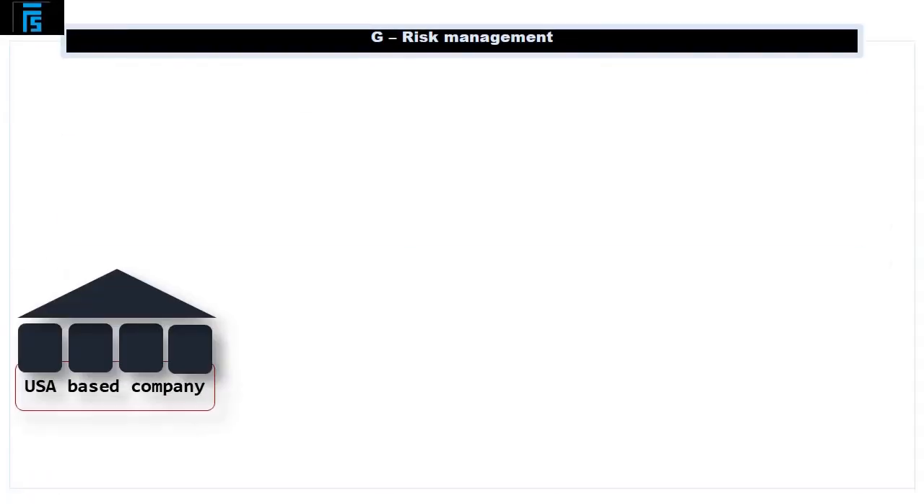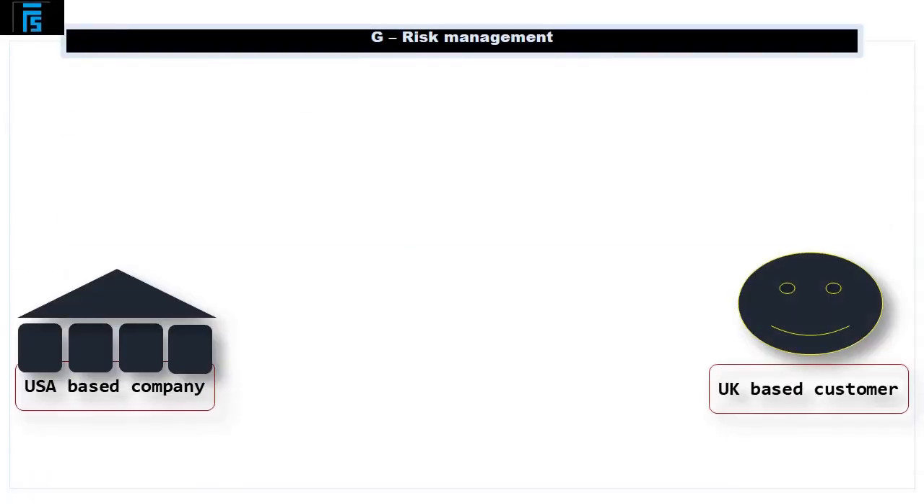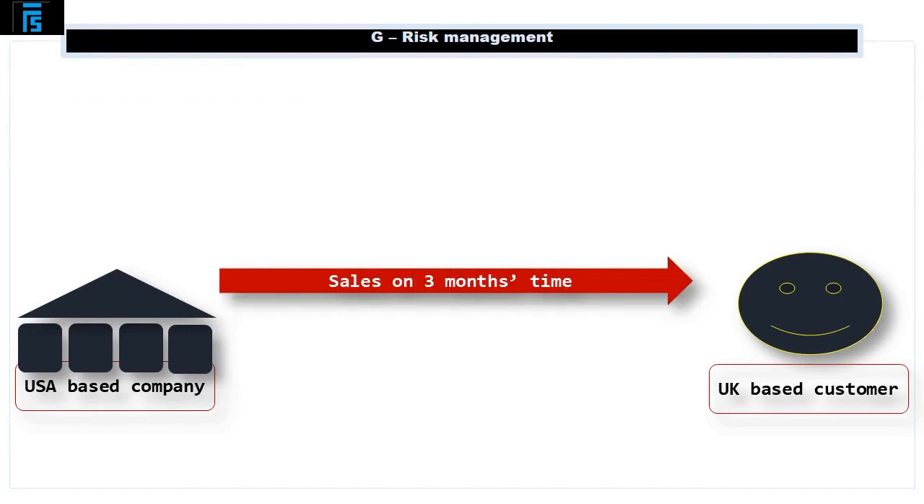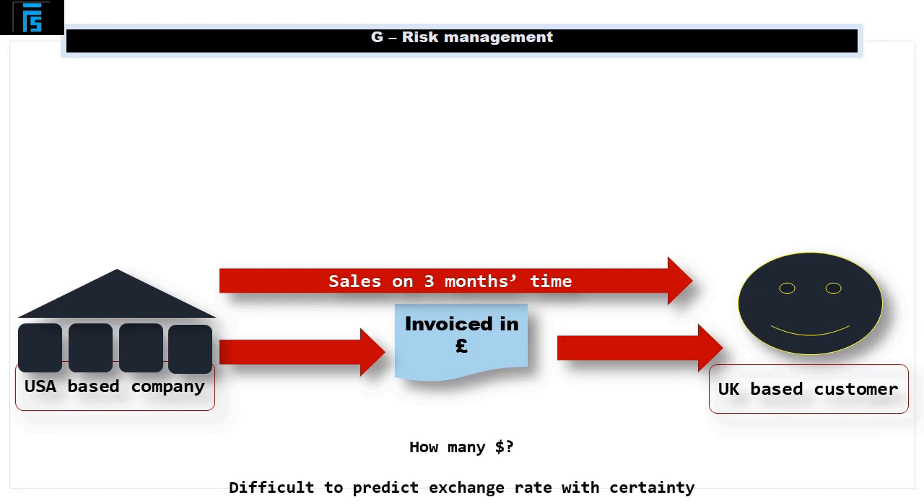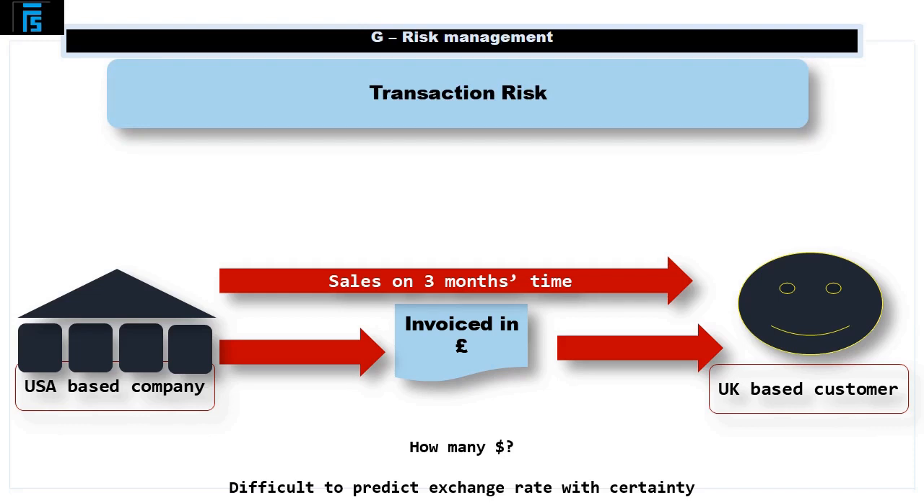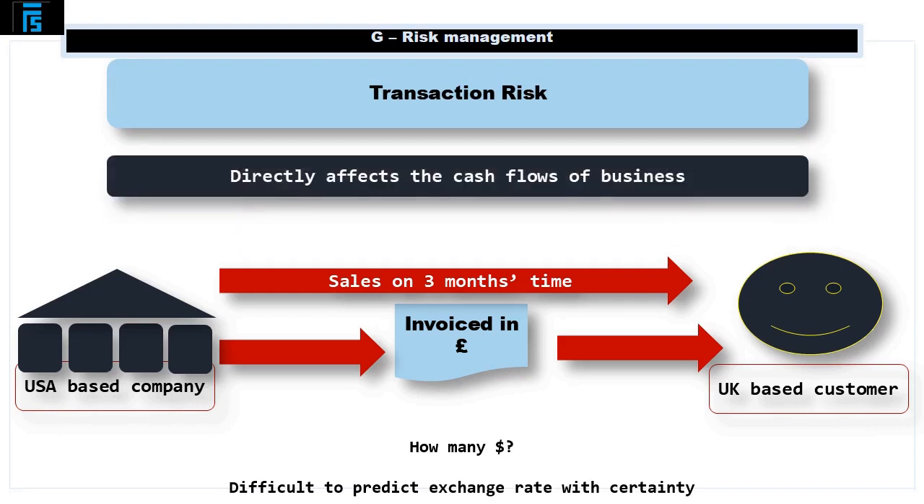Suppose we are based in the USA and we sell something to someone in the UK. If we give our UK customer 3 months credit and we're invoicing them in sterling, we don't know how many dollars that sterling is going to be worth when they pay in 3 months' time. That's because the exchange rate will move between now and then in a way that we can't predict with any certainty. This is known as transaction risk. It directly affects the cash flows of the business. We will end up with more or less dollars as a result of transaction risk.